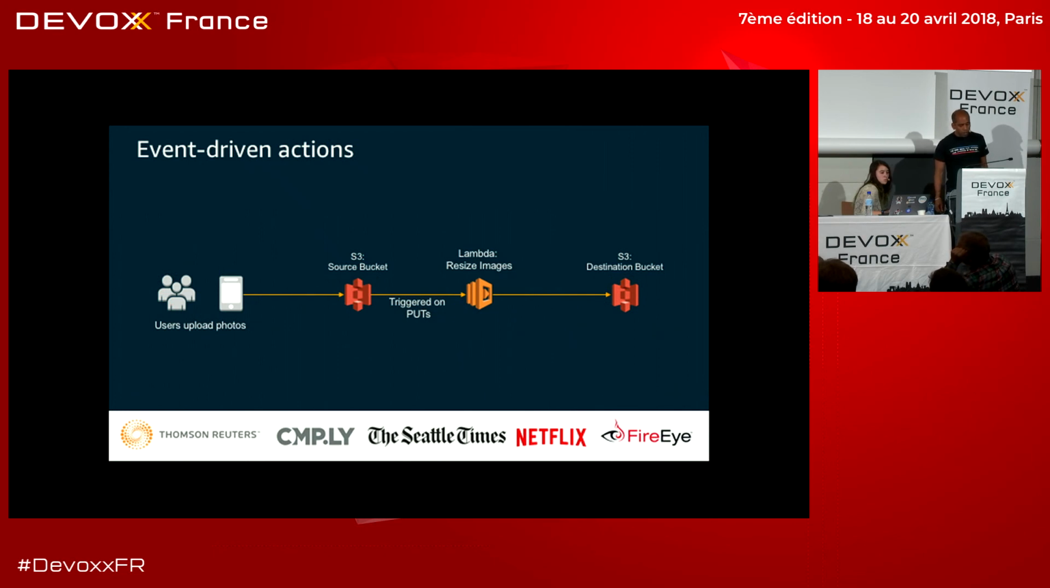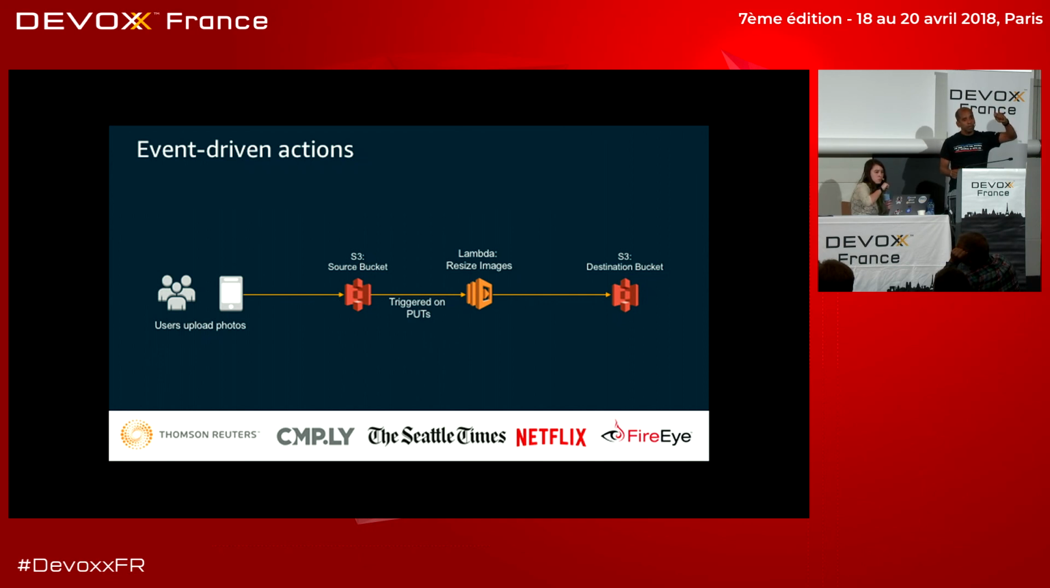So this is one of the classic examples used by our customers, and some of the customers are listed down at the bottom. As a user, I'm walking around, I take a picture on my cell phone, I upload it. Behind the scenes, the upload goes into an S3 bucket. There is a Lambda function that is running.